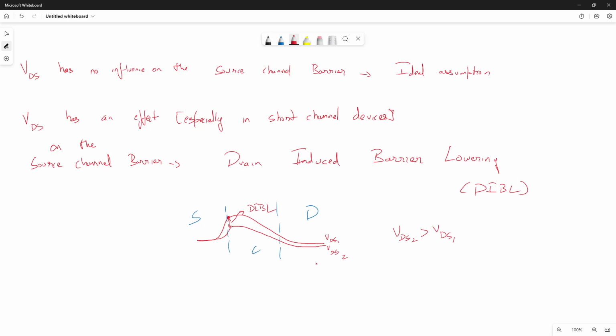Sir, current will increase. Why? Remember that the higher the barrier, the greater the velocity of the electron entering the drain. Lower the barrier, lower the velocity. So that is what happens because of DIBL. More charges will come, but they will start coming in slower.